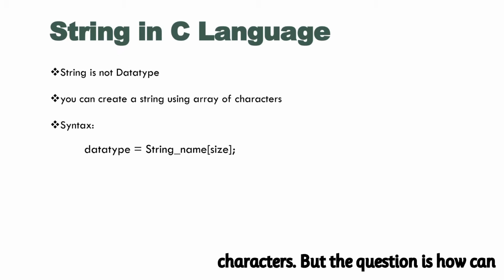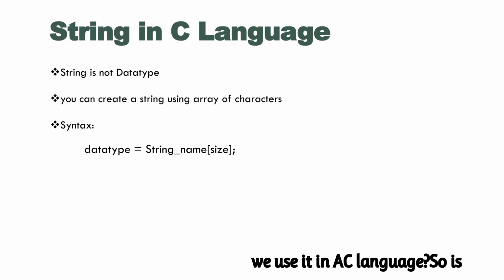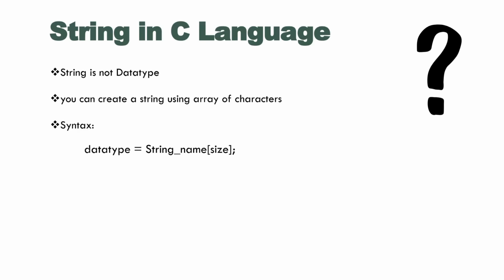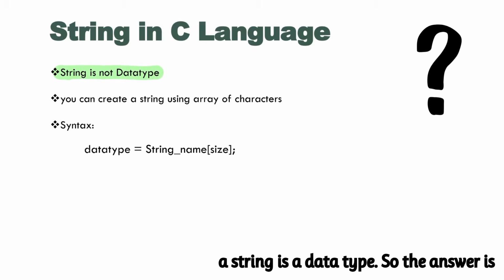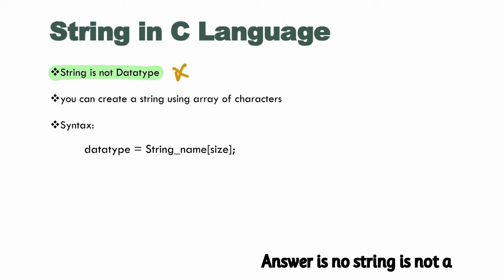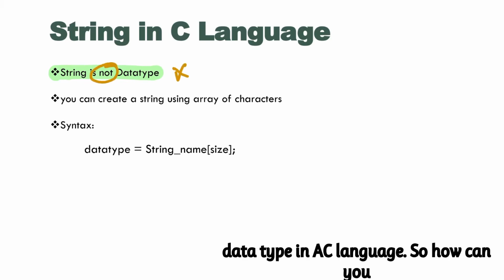But the question is, how can we use it in the C language? Is a string a data type? The answer is no. String is not a data type in the C language.